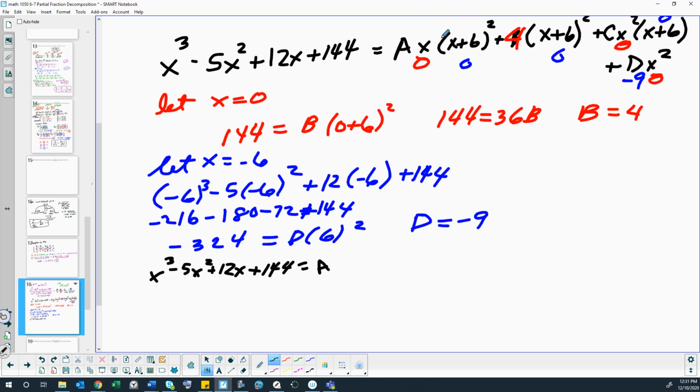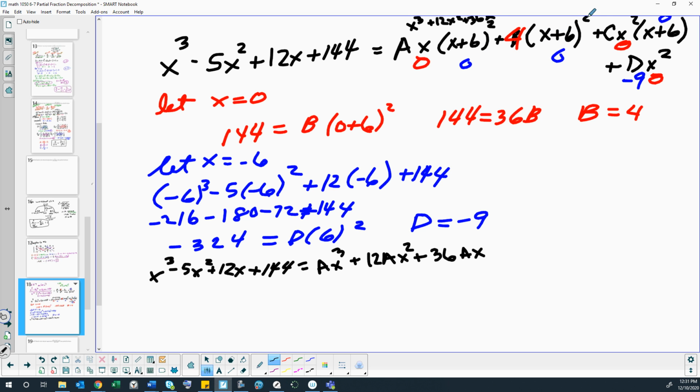Okay, so I'm multiplying this out. So this would be x cubed plus 12x squared plus 36x, right? If that was multiplied out. So that would be ax cubed plus 12ax squared plus 36ax. Fun.